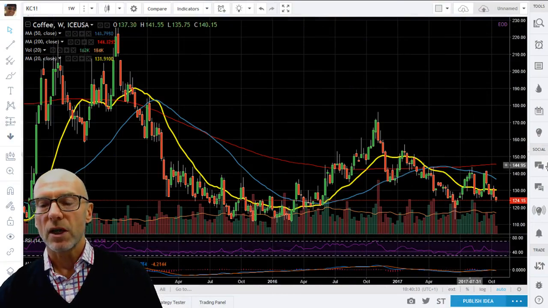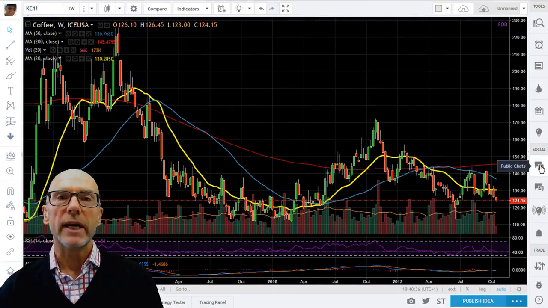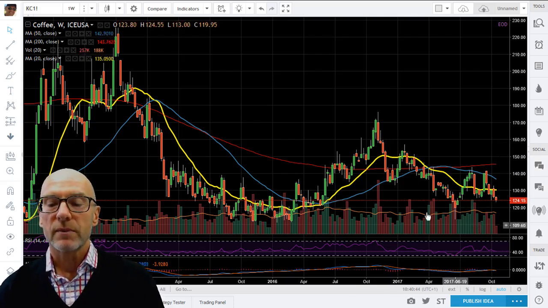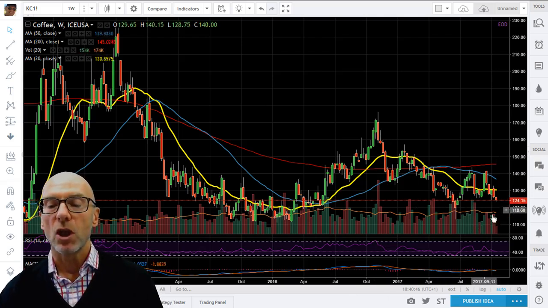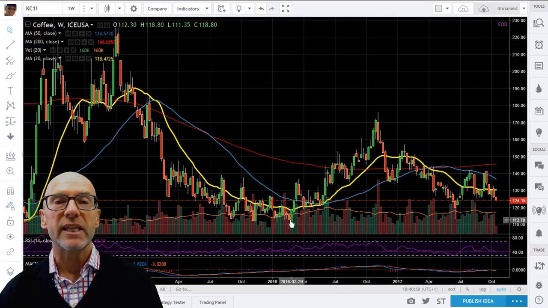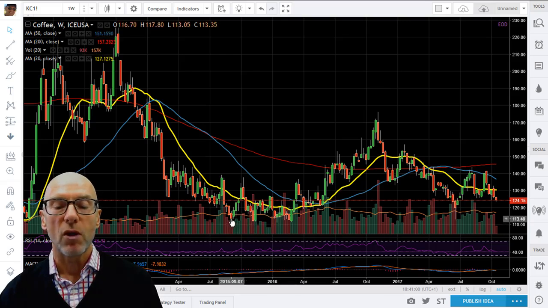So here we are starting with the weekly. Each candle represents one week's trade, and you can see that we're in a downtrend. We're getting this pattern of lower lows and lower highs. The lower boundary will be below 110. However, you can see there is long-term support for coffee down in the 115 to 112, 111 area.